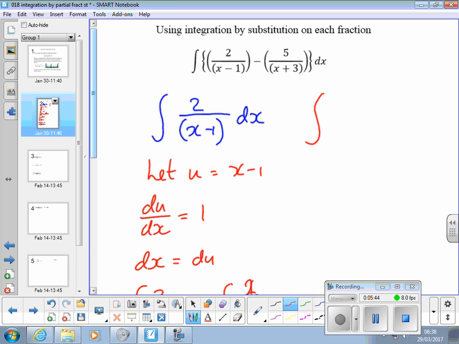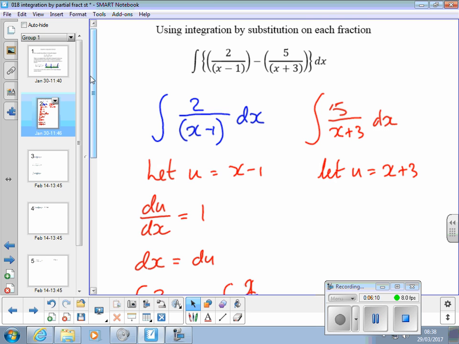So we've got the integral of 5 over x plus 3 dx. The process is that u equals x plus 3. Okay, off we go, finish that one off.